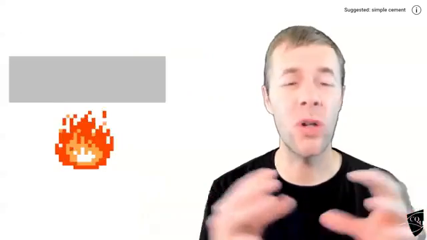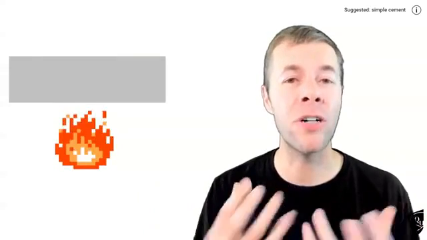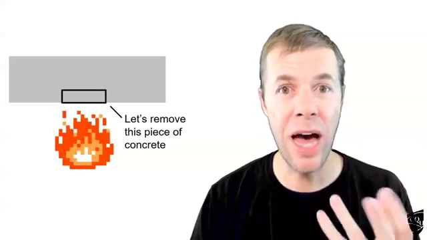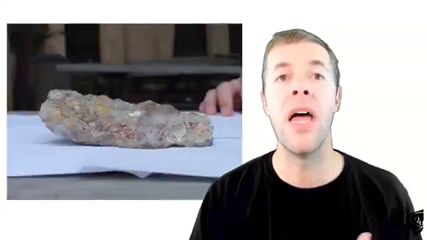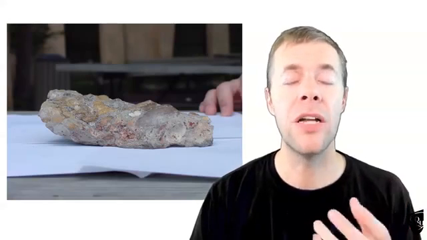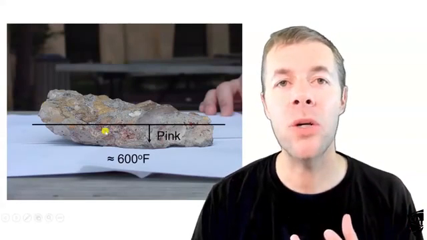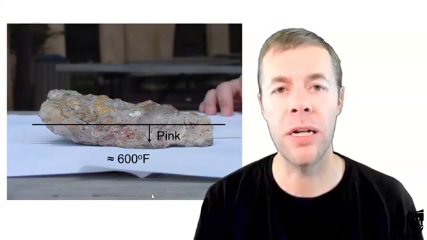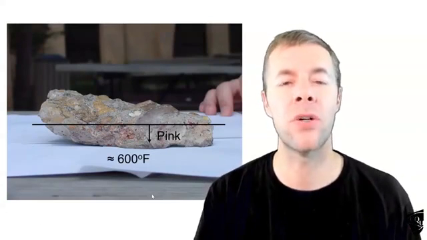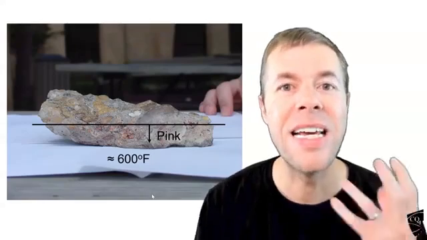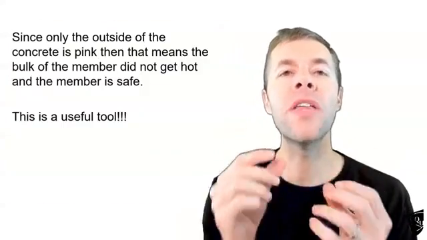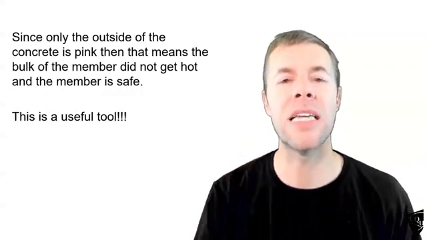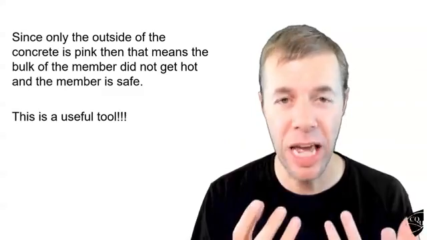So if I have a concrete slab and there's fire underneath it, I could actually take a chunk out. Look at that concrete, and I did that on a real structure that was on fire. And this is what it looked like. As you can see, this pink region is restricted to the outside half inch of the concrete. That means that region got to 600 degrees Fahrenheit, but the rest of it didn't. Since only the outside of the concrete's pink, it means the bulk of the member did not get that hot, and so the member is safe.